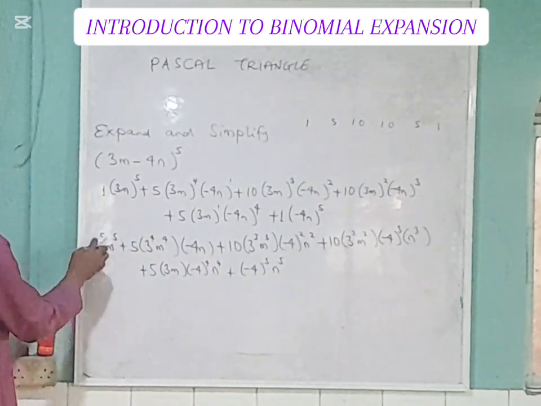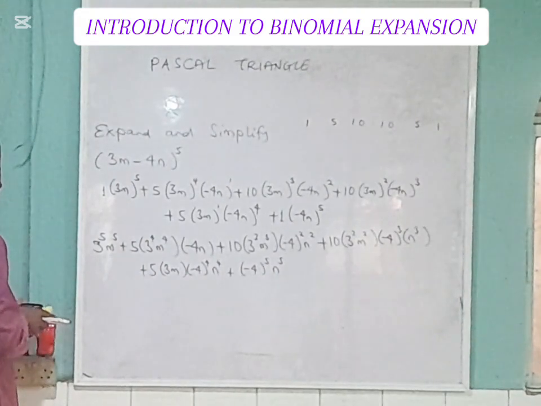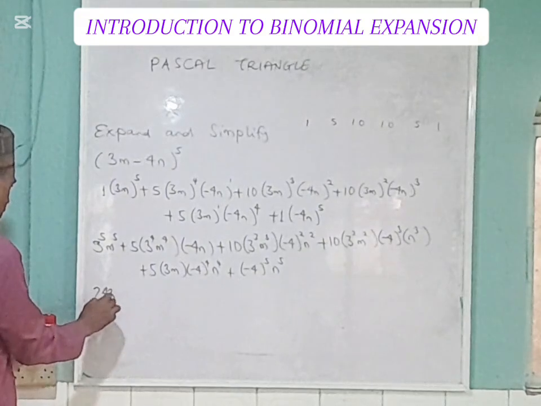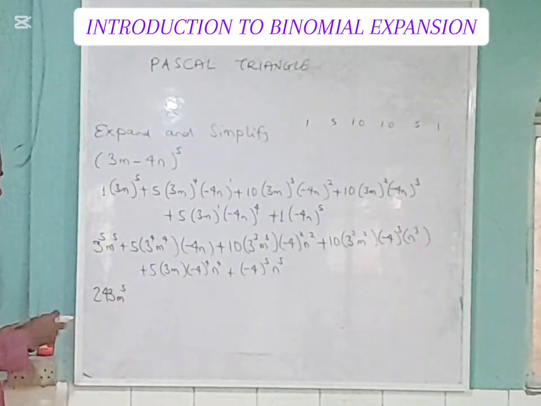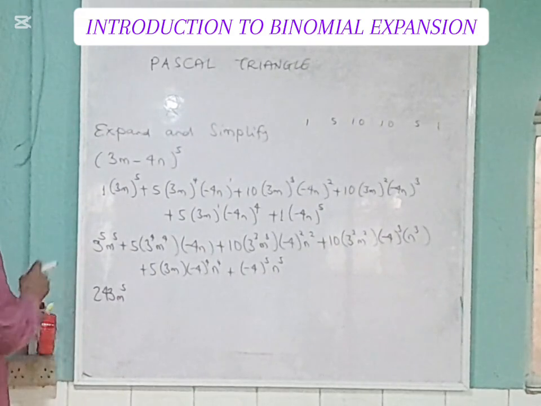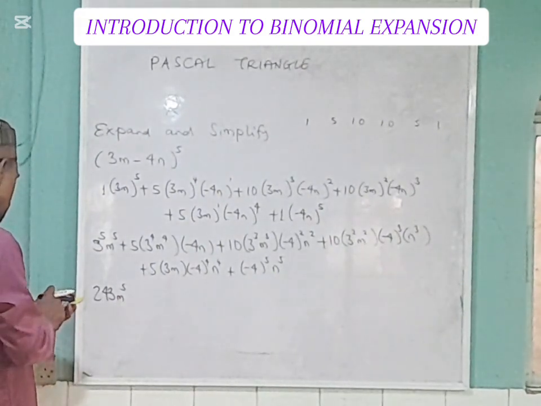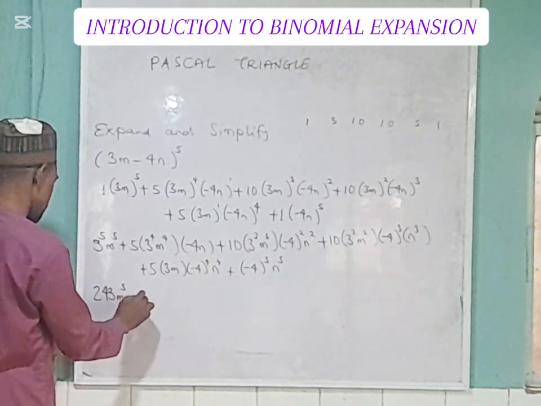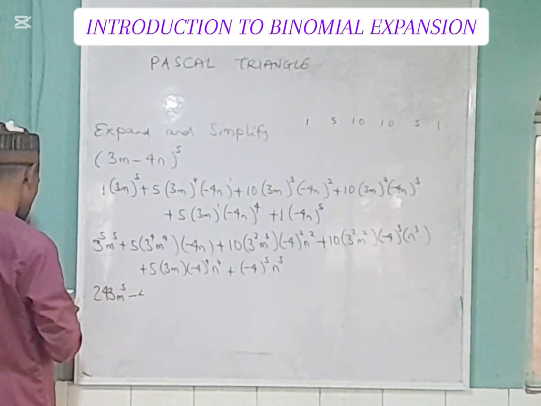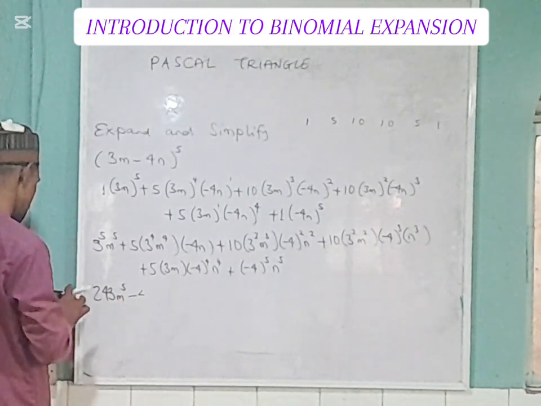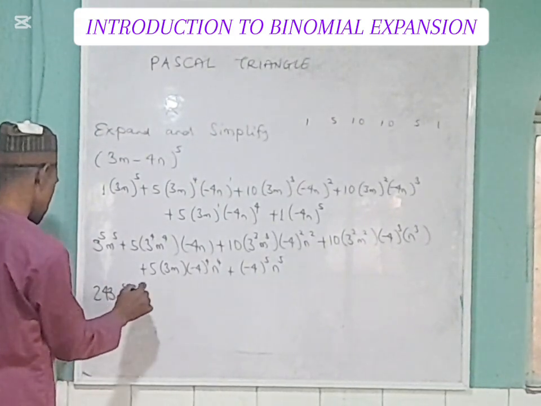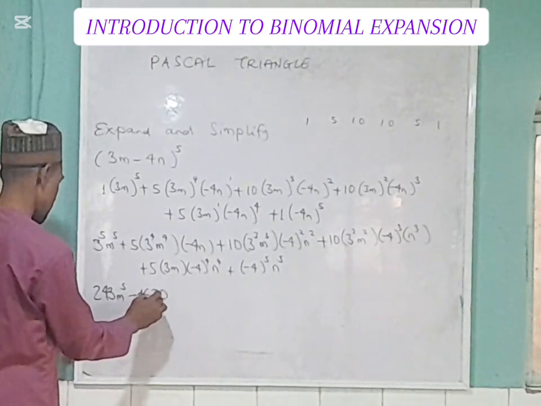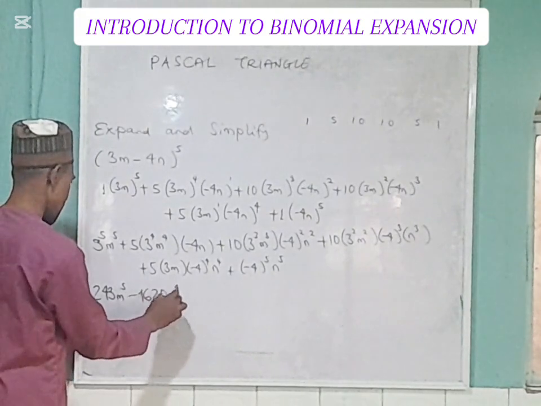Now let's get the numerical values. 3 to the power of 5, that's actually 243. We have 243m to the power of 5. That's the very first term. Now, 3 to the power of 4 is 81, times 5, then comes minus 4. That's minus 1620, m power 4, and then n.